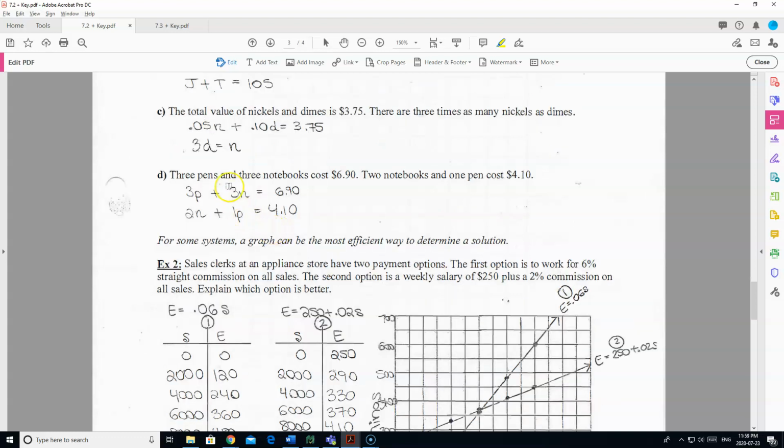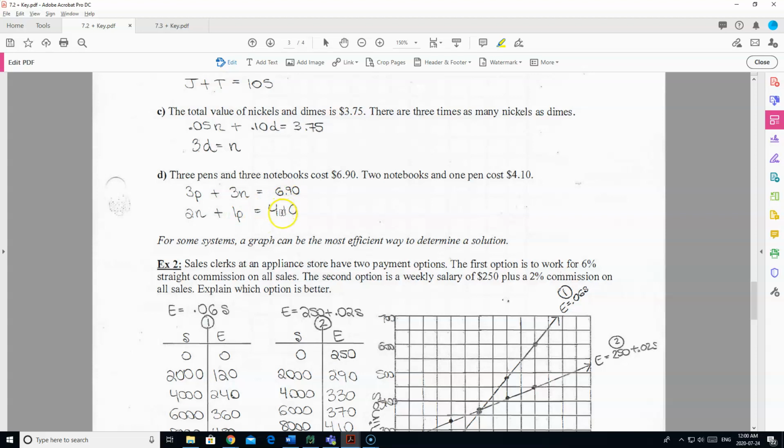Okay. 3 pens and 3 notebooks cost $6.90. Okay, and that's pretty straightforward. So 3 pens, so 3 times p, plus 3 notebooks, 3 times n, will give you $6.90, right? And these p and n are going to be the variables representing the cost of a pen and a notebook. Okay. Second sentence gives you the second equation. 2 notebooks and 1 pen cost $4.10. So same idea here, but there are different quantities of notebooks and pens.